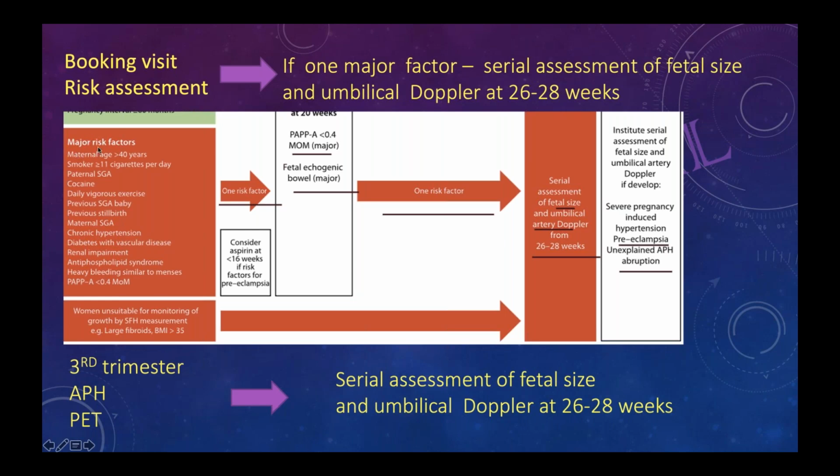Major risk factors from history: maternal age more than 40, smoking cigarettes 11 or more, maternal SGA, paternal SGA, previous SGA baby, previous stillbirth, cocaine, daily vigorous exercise, chronic hypertension, diabetes with vascular disease, renal impairment, antiphospholipid antibody syndrome, heavy bleeding like periods, or PAPP-A less than 0.4. So if you find any of these factors, then it is a major risk factor. If you find a major risk factor, then this will be your answer.